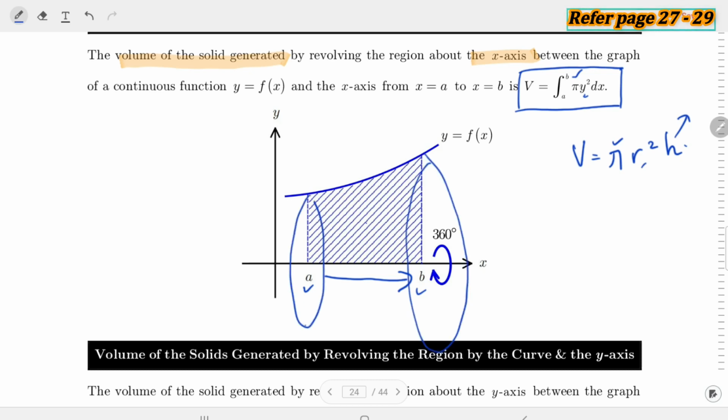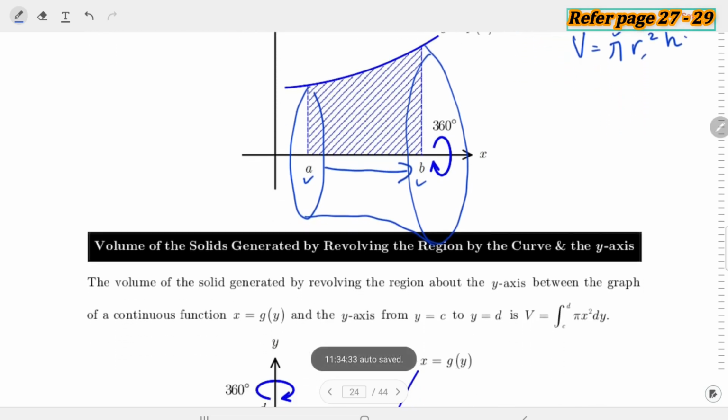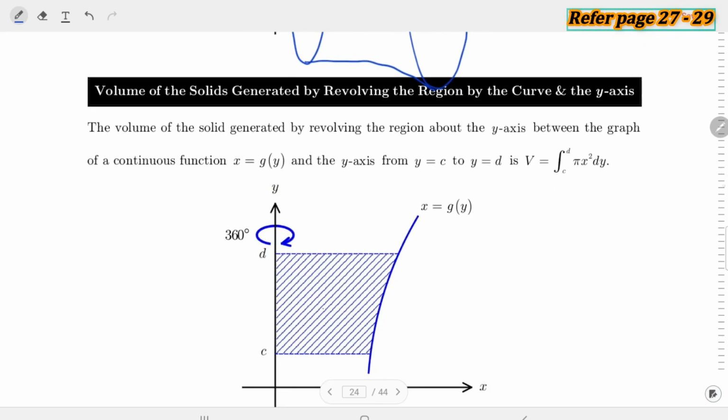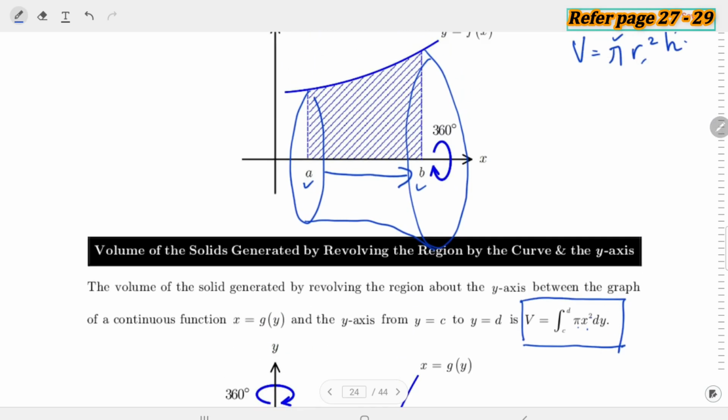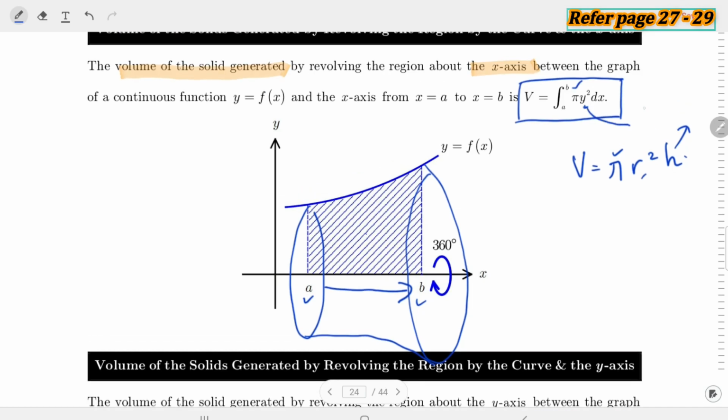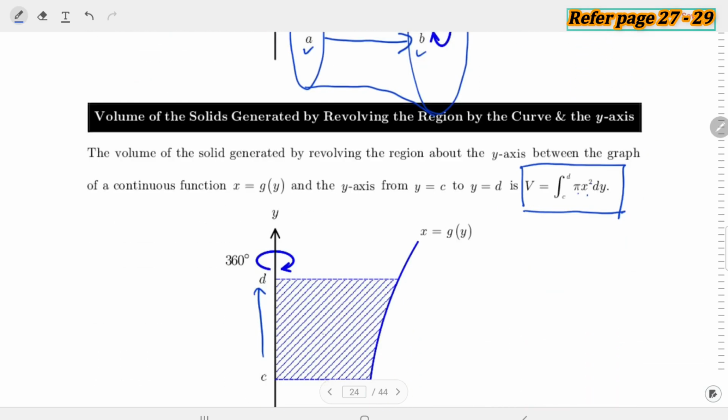Alright guys, rotated about the x-axis, so please memorize this formula. And the same goes when the volume is rotating about the y-axis. So the formula is V equals the integral from c to d of pi x squared dy. From these two formulas, the difference is only in the function. Y here means the function of x, while below it is x, which is a function of y.